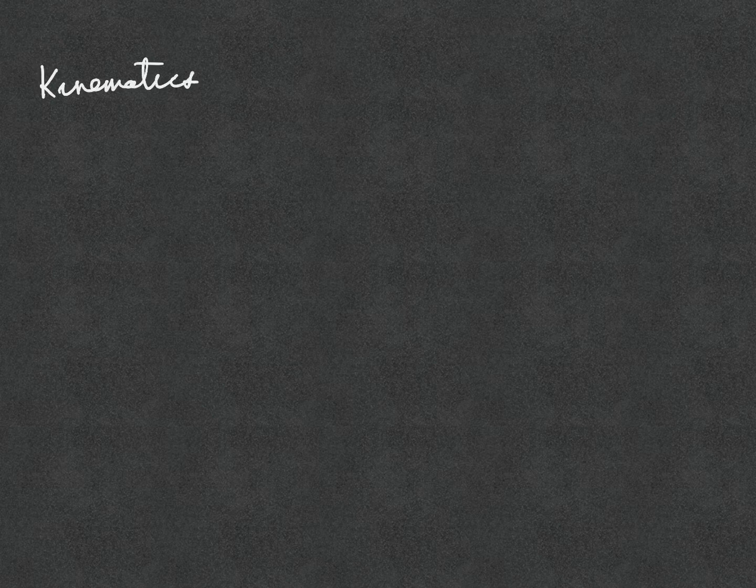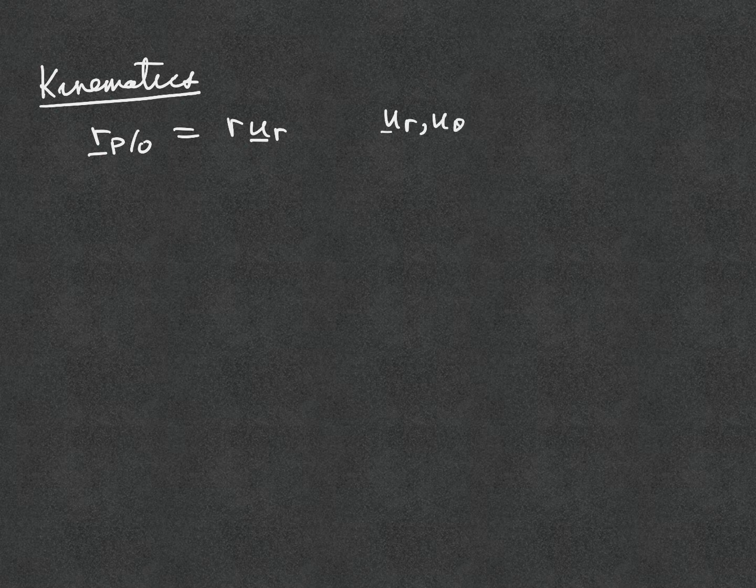Now we're using r and theta to describe the motion of the particle. So the position of P relative to O is equal to r UR. Now, I'm going to say, just arbitrarily, it doesn't really make any difference how I denote this, that UR, U theta, UZ is fixed in a frame I'm going to denote as A.